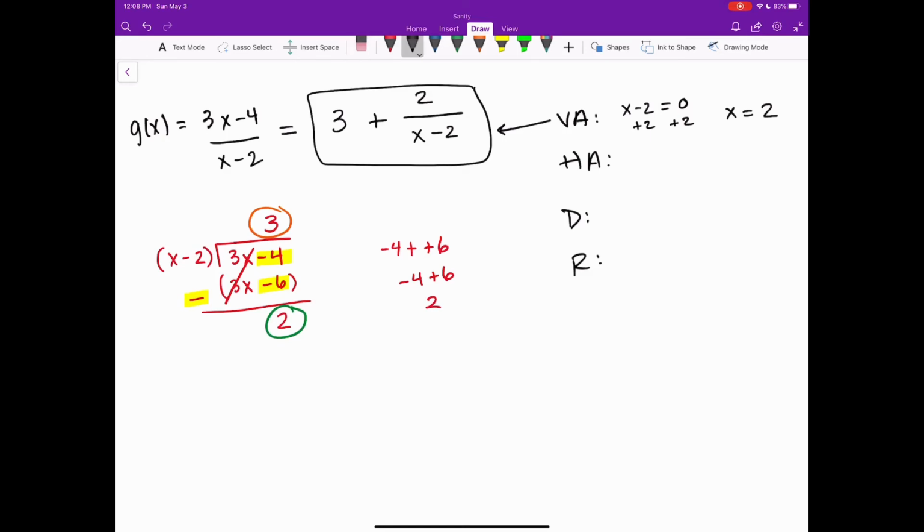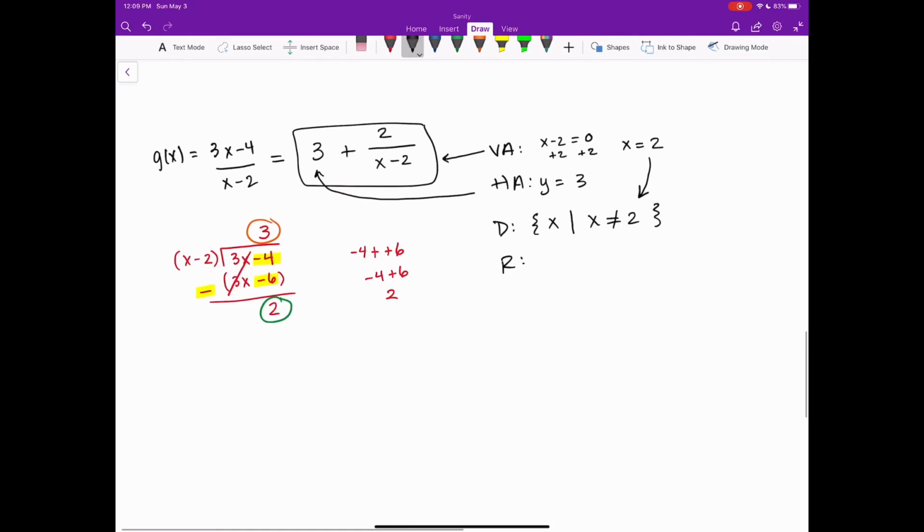Anyway, my horizontal asymptote is whatever's being added onto the outside. So that would be y equals 3. My domain is all of my x values, but again, I have to keep the idea of my vertical asymptote in mind. So all of my x values such that x is not equal to 2, again because I have an asymptote at x equals 2. Can't be equal to 2.